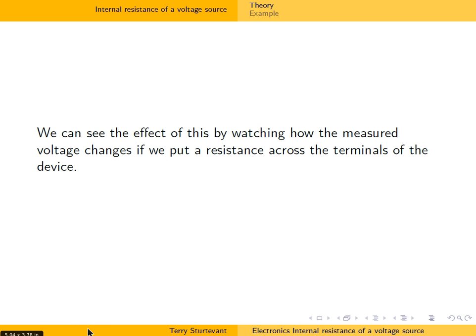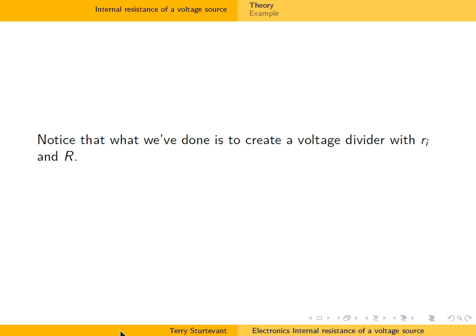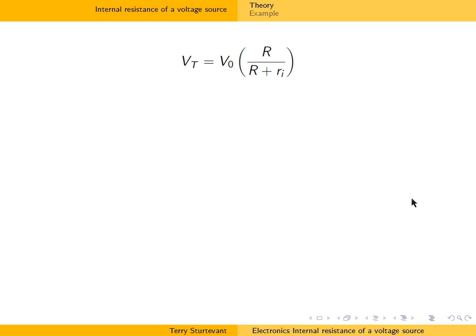You can see this effect by watching how the measured voltage changes if we put a resistance across the terminals of the device. Here we have our battery, or whatever the device is, connected in series with this external resistance, R. Notice that what we've done is to create a voltage divider with RI and R. Here's the input voltage, these are the two parts, and so VT, the voltage across here, is the voltage across this part of the divider. Here's the equation for the voltage at the terminals.